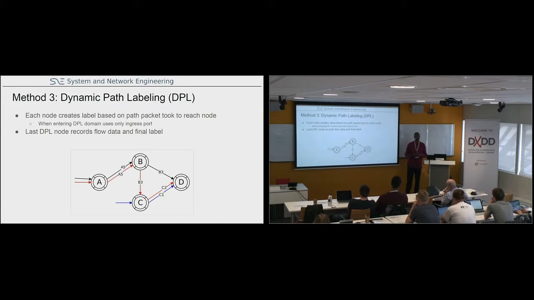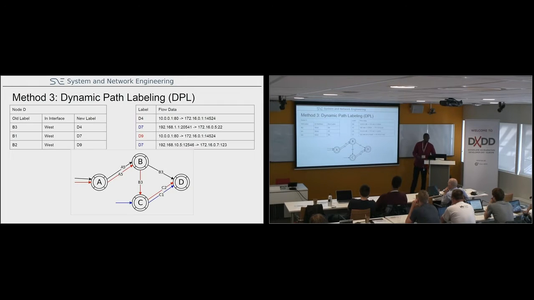This works well with routing changes. Even if there's loops in your network, this will still track that. It does keep state at every node, though. So if a node is rebooted or such, you would lose complete path information for that node. So just a couple examples, some of the tables you would see in a node just shows how the labels are changed and how the flow data would eventually be saved.